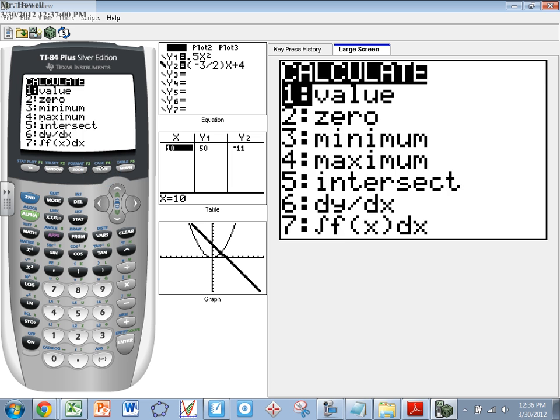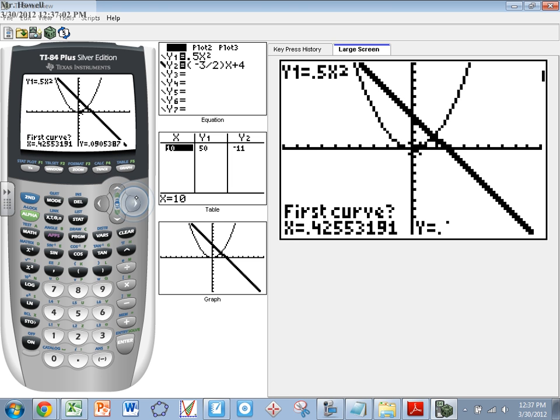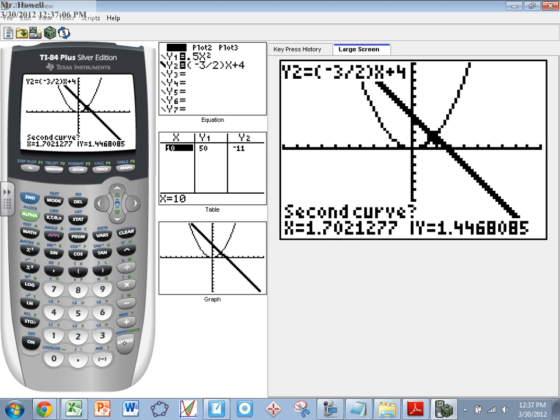Okay, intersect. First curve, go over. I'm looking for the intersection. Remember, I just have to highlight the curve somewhere? Yeah. I'm not finding the roots. That's the roots, Kenny. Yeah. Second curve, enter. Guess, enter. Okay, there's my intersection. Awesome. Right? X equals 1.701561.